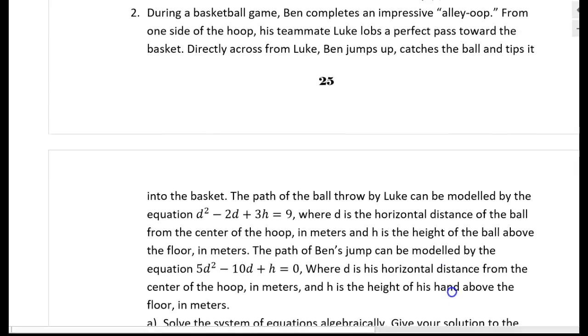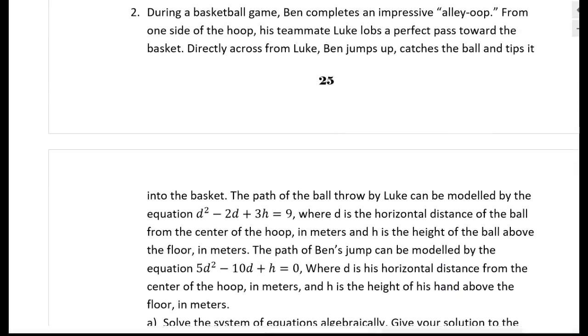Okay, so during a basketball game, Ben completes an impressive alley-oop, which means that he goes running in and jumps up and just kind of volleys the ball into the basket. If you don't know what an alley-oop looks like, it's pretty impressive. You should definitely go on YouTube and look it up.